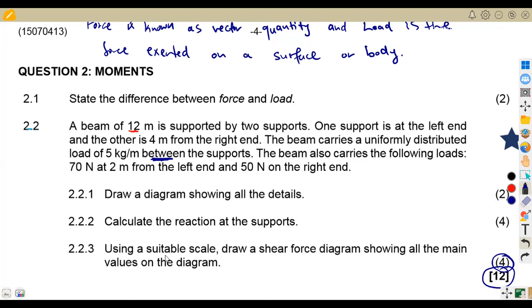I'm not going to use any suitable scale in this case. I'm just going to show you how it was supposed to look. You're supposed to have a scale. You can even draw on a graph, okay? You just divide your graph according to scale, then you mark up the points. But as for me, I'm just going to focus on how you're supposed to have your shear force diagram.